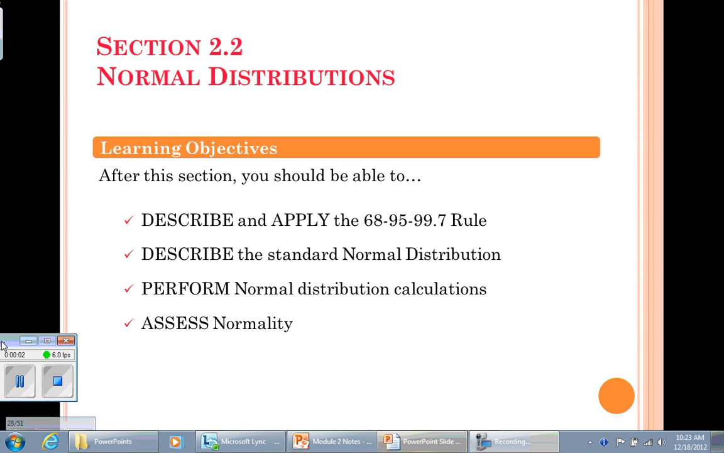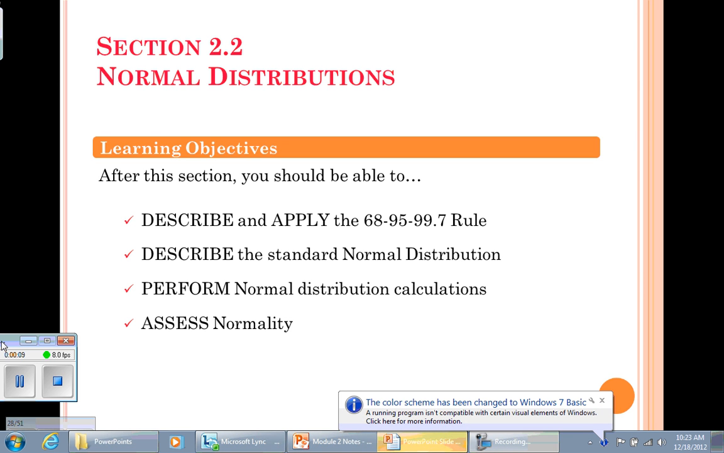All right, welcome back. Section 2.2. After this section, you are going to be able to describe and apply the 68, 95, 99.7 rule. We've already talked about that. Describe the standard normal distribution and perform normal distribution calculations.